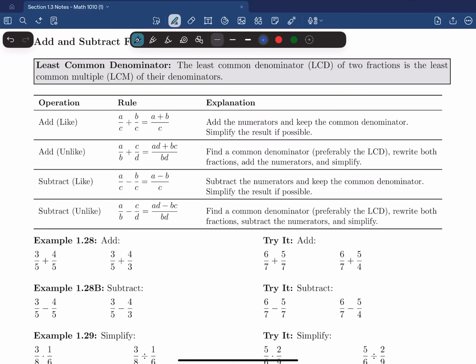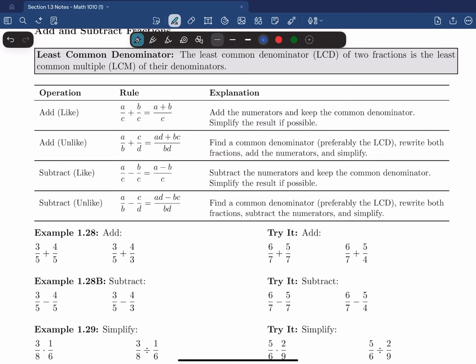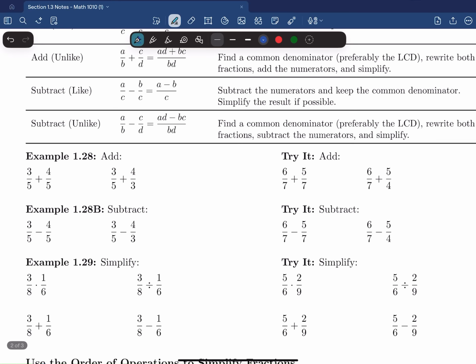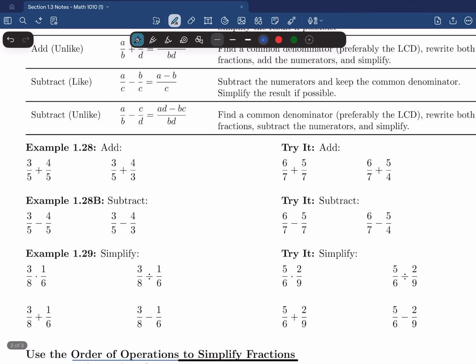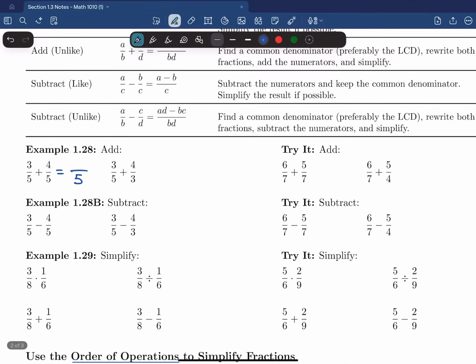Well, let's go ahead and try adding fractions together. So if I see 3/5 plus 4/5, well, I get excited because I see a common denominator of 5. All right, so that makes life really easy because all I have to do is add their numerators, 3 plus 4, and I get 7. Okay, so my answer is 7/5.